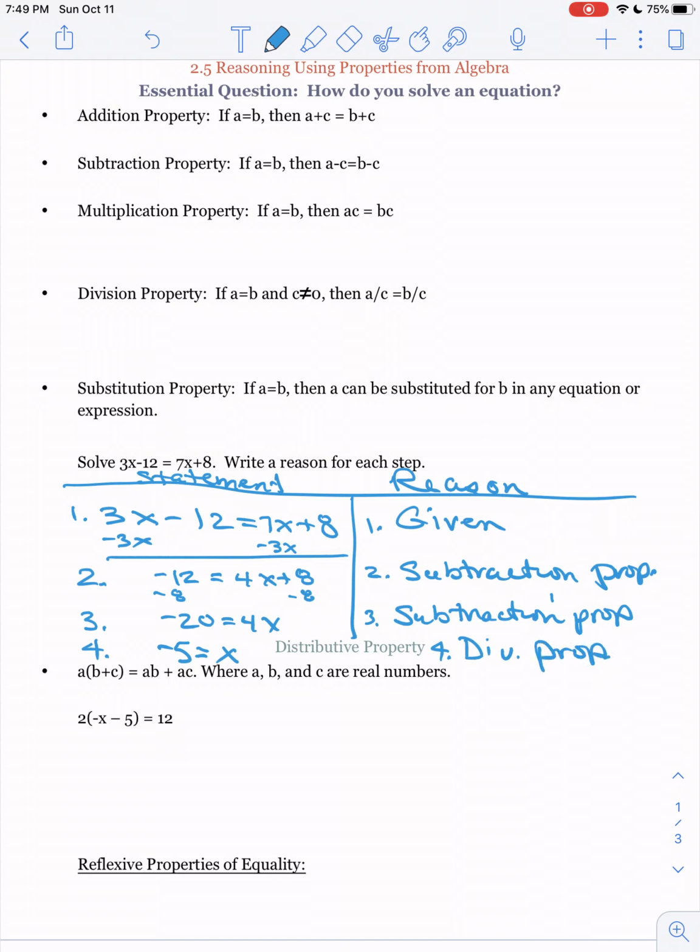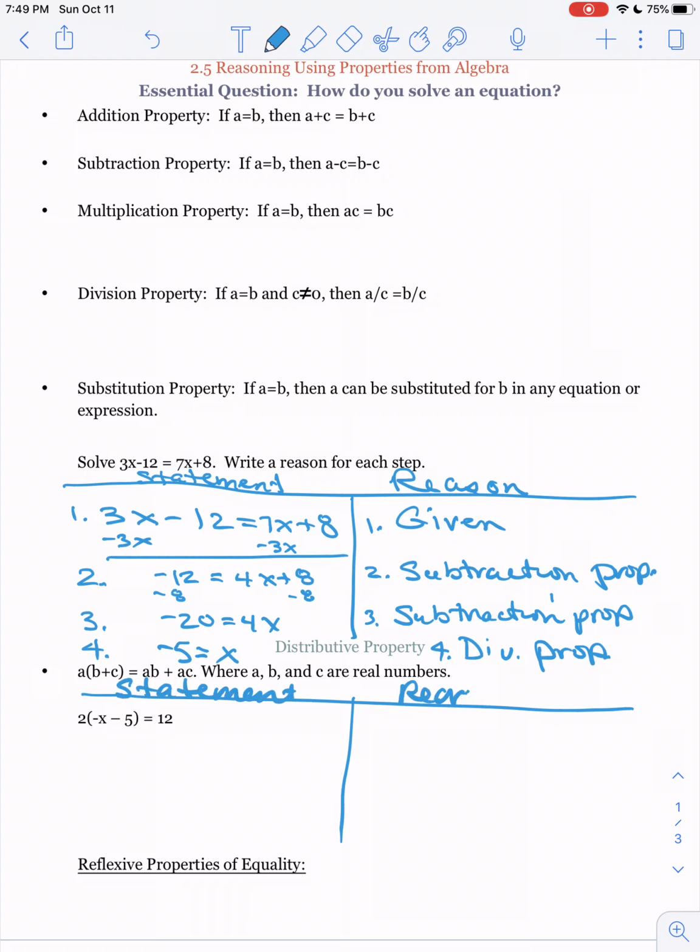Super easy. Let's go ahead and throw in the distributive property. Everybody knows the distributive property. We're going to do the same thing. We're going to write a two-column proof, but we're going to just bump it up a little bit. Left side is the statement. Right side is the reason we're allowed to do that statement.